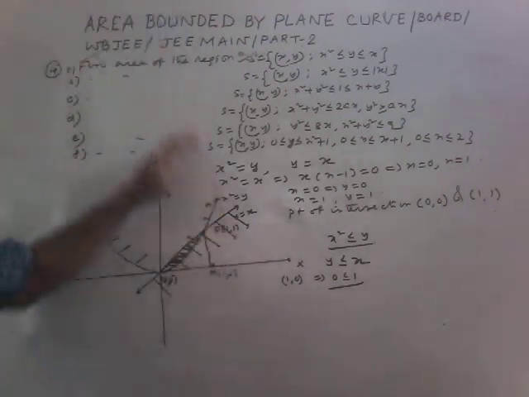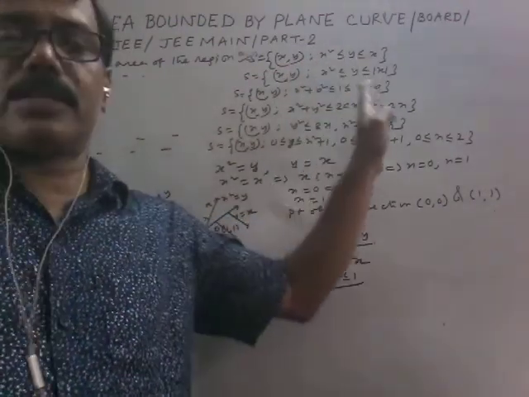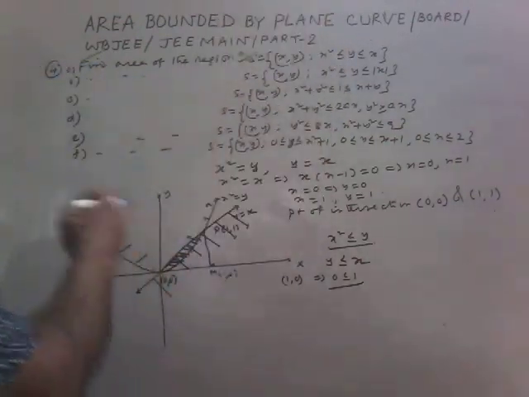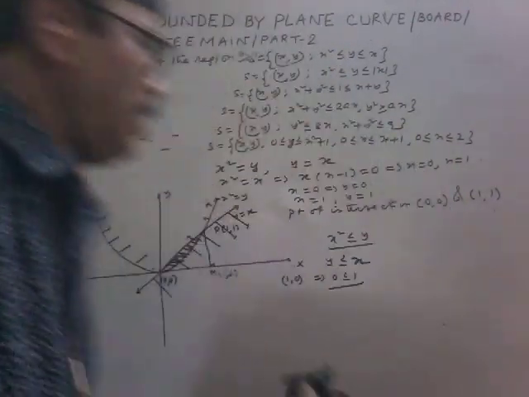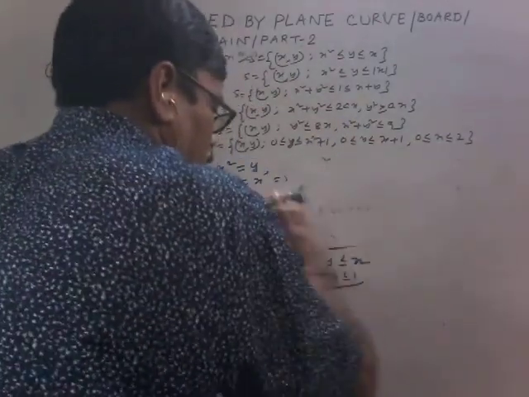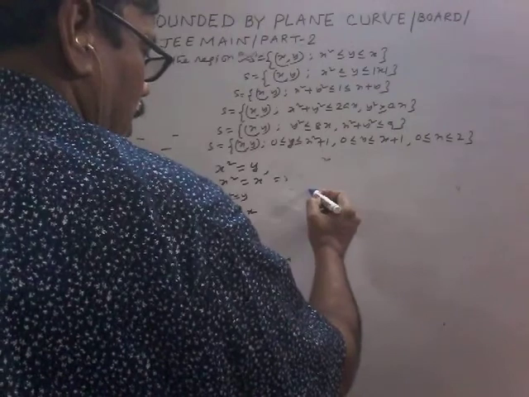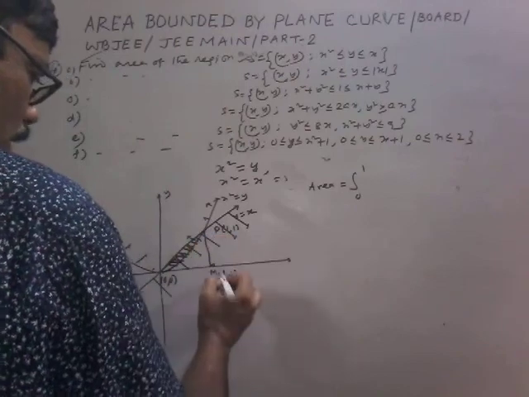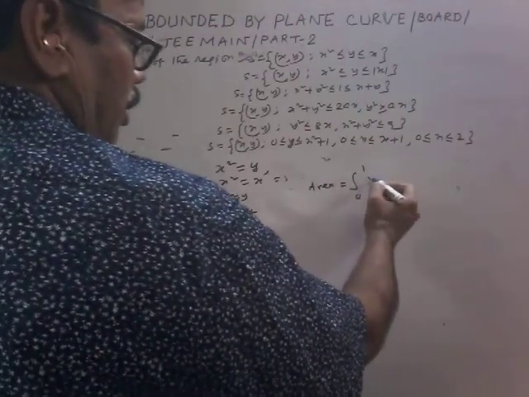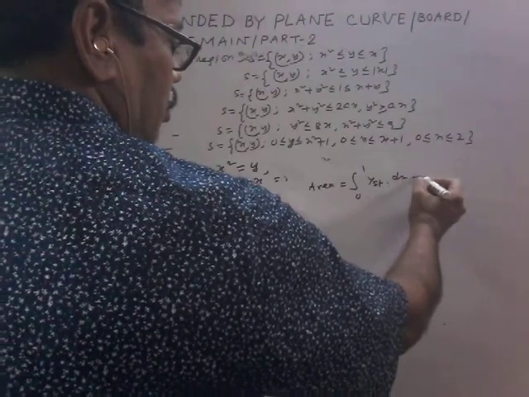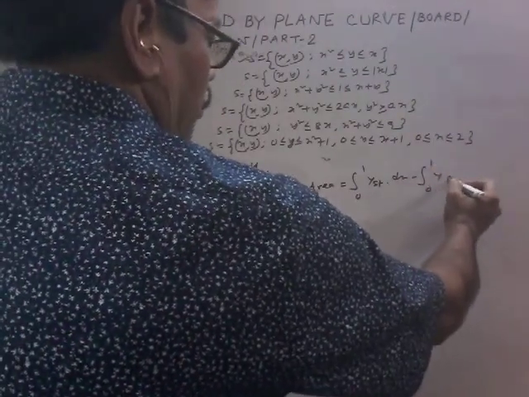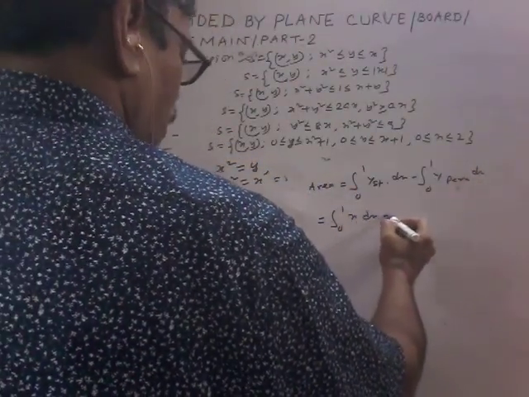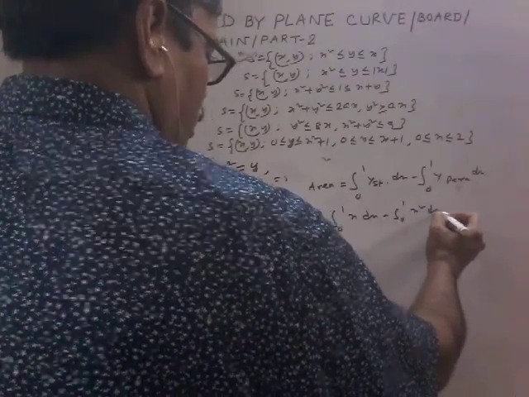We have already solved this problem: find the area bounded by y square equals x and y equals x. Here it is given in inequation form, set form. So what is the area? Area of the shaded portion is from 0 to 1, because the point is (1, 1): the integral from 0 to 1 of y straight line dx minus the integral from 0 to 1 of y parabola dx. So integral 0 to 1 of x dx minus integral 0 to 1 of x square dx.